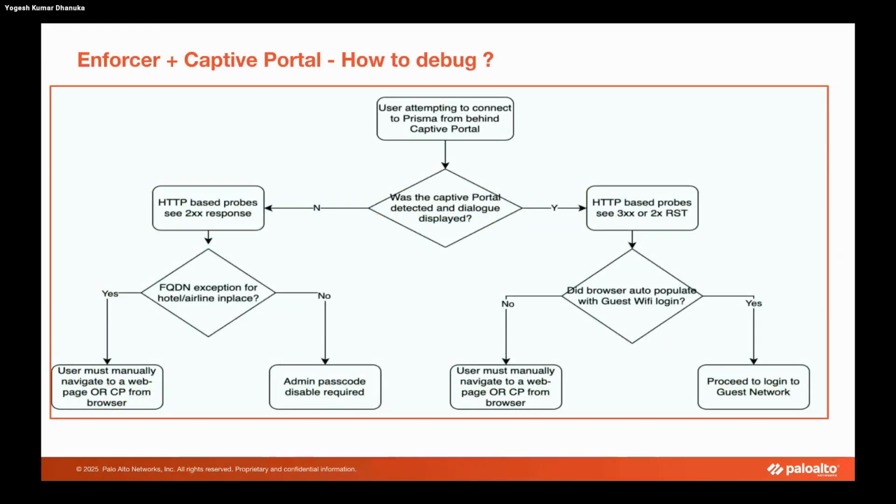On a high level, this is the flow of captive portal along with enforcer. We've already discussed that the user tries to connect, and if the captive portal is detected or not detected, because captive portal is dependent on HTTP response, 200 response or reset, which, let's say, in some networks might not come, then they need to manually access the captive portal from the browser, or just do a refresh.